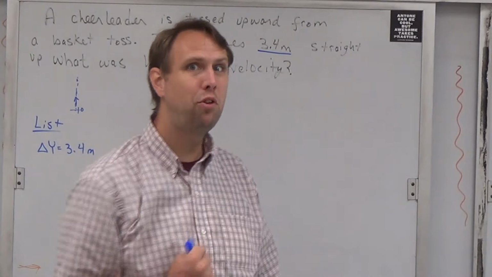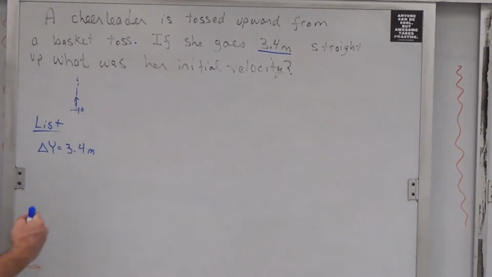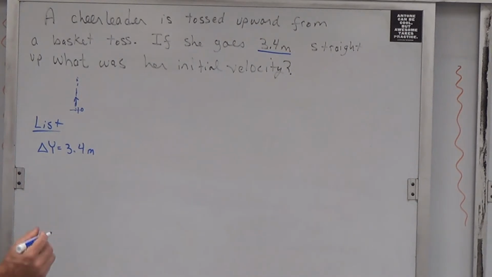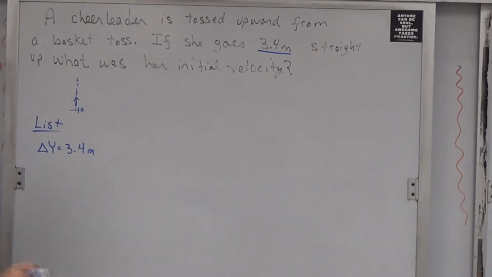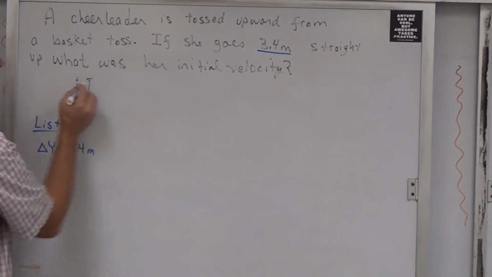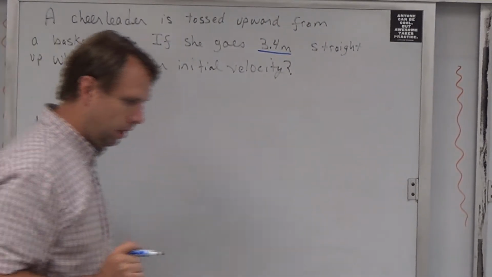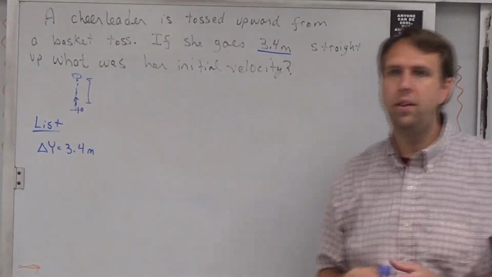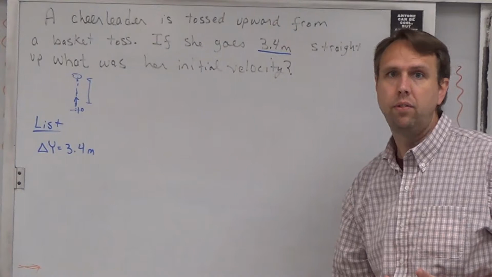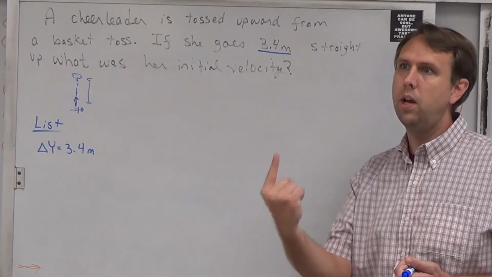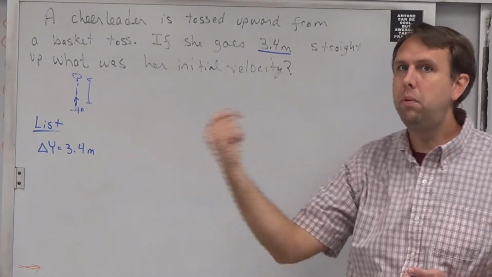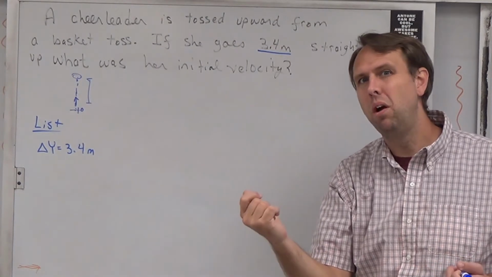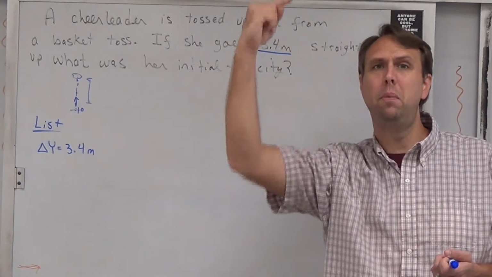Actually, there's two more numbers sort of hidden in there, and we need to pay attention. It says she goes 3.4 meters straight up, and so we're probably talking about this position at the top of her throw. Now, what do you know about something at the highest point when it's under the effects of gravity? While it's going up, it has a positive velocity. While it's coming down, the velocity is negative. What's in between positive and negative? 0. The object actually has to stop for a moment at the highest point.